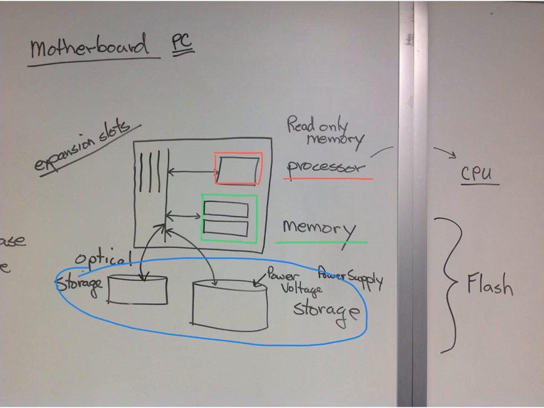Here we talk about optical storage, and here we're talking about actual magnetic storage. Systems all have some type of power supply. And then we talked about expansion slots and so forth. There's RAM somewhere in the computer.